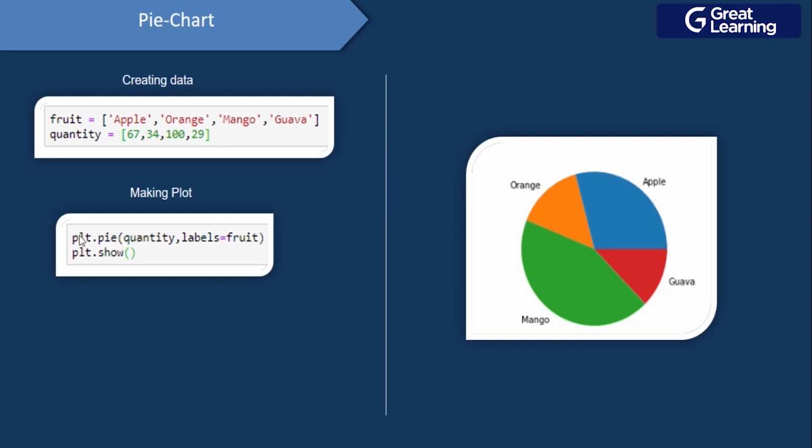So I'll be using plt.pie. And here first I'll be passing in the numerical entity. So the numerical entity is this quantity, and I'll be passing that over here. Then I'll have the categorical entity over here, which is fruit. So I'm assigning fruit to labels. Then I can just go ahead and show the results. And as we see in the result, the maximum percentage is of mango and the minimum percentage is of guava.